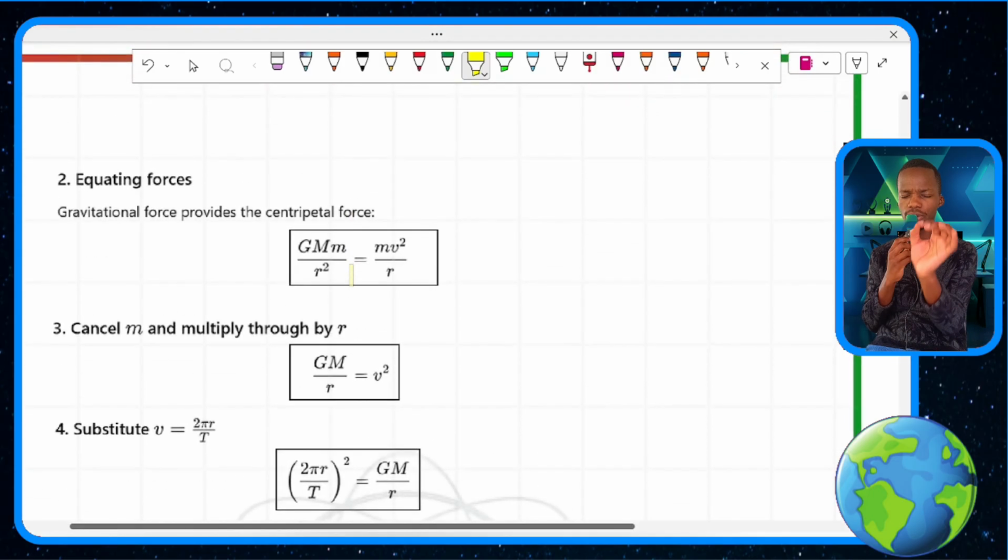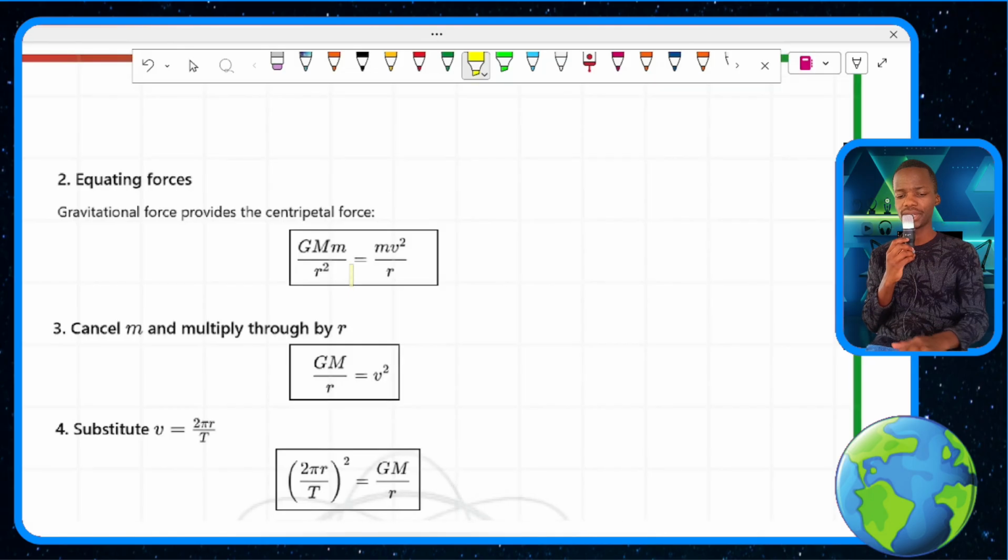Now, whenever you're asked to derive this equation or some variation of this law, you need to state the following statement. It's a given mark every single time. You have to state that the gravitational force provides the centripetal force. Okay? Then you're going to equate these two things. So GMm over r squared, like what we said, should be equal to mv squared over r.